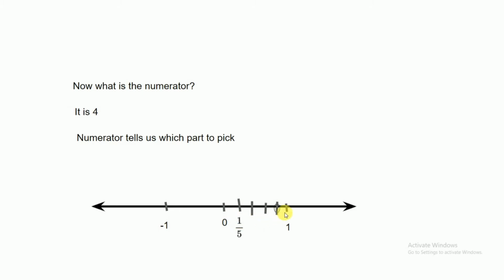as we have divided 1 into 5 equal parts, 1, 2, 3, 4 and 5. So this part would be 1 upon 5, the second part would be 2 upon 5, the next would be 3 upon 5, the next would be 4 upon 5, and here it would be 5 upon 5, which is equal to 1. So this is how we represent 4 upon 5 on the number line. It is easy and interesting also.